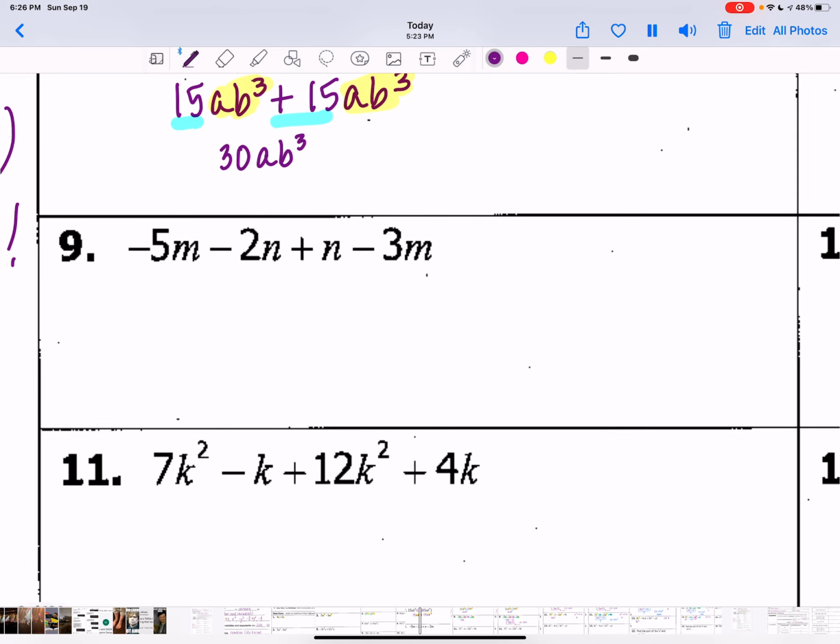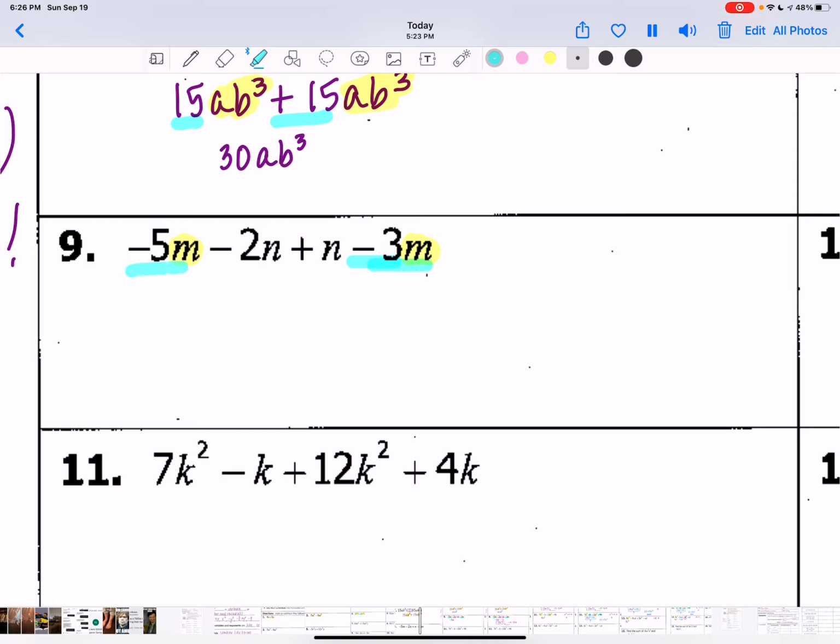All right, down here now we've got a couple different variables that are separated by your addition or subtraction signs. So we're just going to combine the m's right now. You've got a -3m and a -5m. Combine those together, and you're going to get -8m.